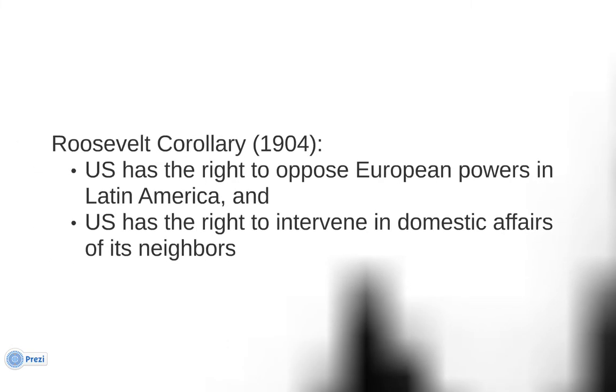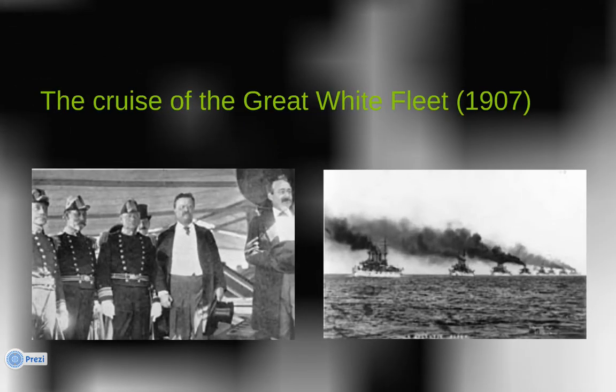And the best way to portray that is with his ordering of the cruise of the Great White Fleet. So in 1907, Roosevelt sent the United States Navy around the world to show the rest of the world how big his stick is if other nations want to tangle with the United States.